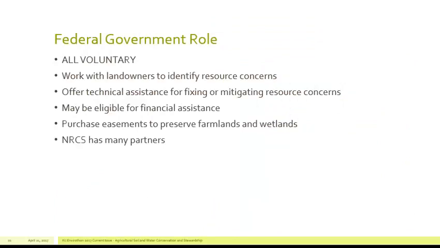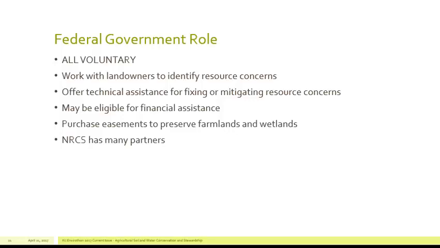So our role as a federal government agency is really to help the producers help their land. All of our work that we do with the producers is voluntary. We don't regulate any state laws. We don't regulate any federal laws. We work with the landowners to identify their resource concerns and recommend potential best management practices to address those resource concerns. And producers may be eligible for financial assistance through farm bill programs that we administer.